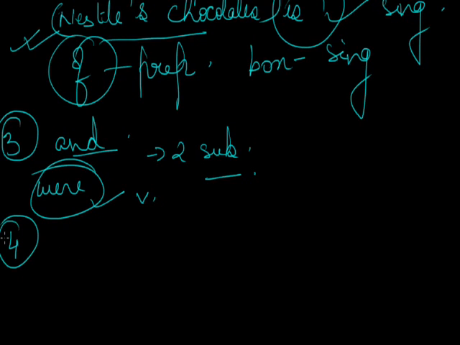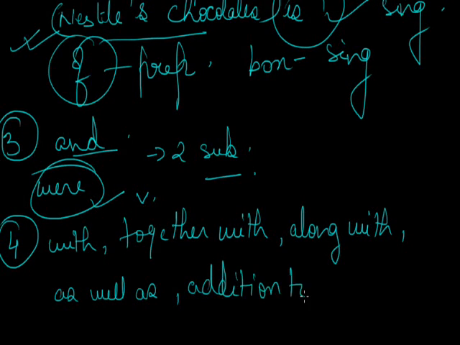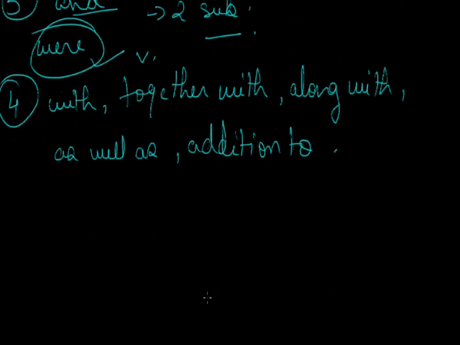Rule number four. That is words like with, together with, along with, as well as, addition to. As I said earlier in rule number three, whenever you use and, there will be two subjects, and the verb will also be plural. Now, coming to rule number four, if in a sentence you have the word with, together with, along with, as well as, or in addition to, it does not affect the number of the verb. If the subject is singular, a singular verb is required. If plural, the verb will be plural.